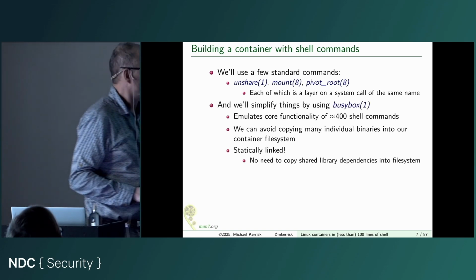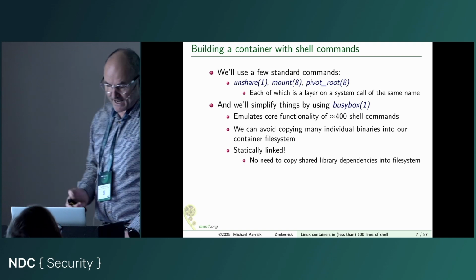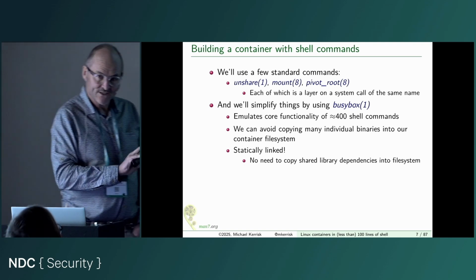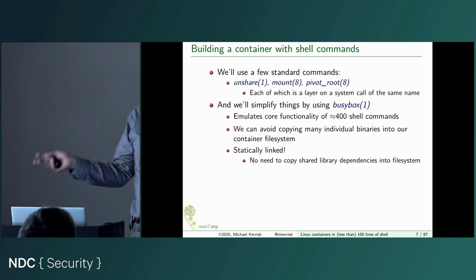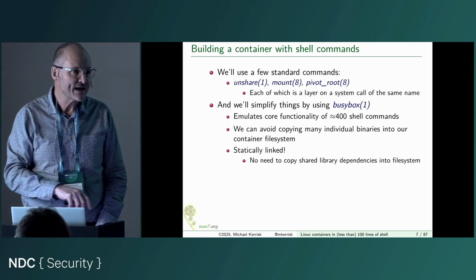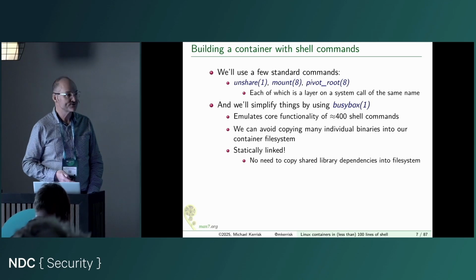And I'm going to use BusyBox, because BusyBox is great. It gives me one binary that does a few hundred different things, so I don't have to put a few hundred different shell commands into my container. I just put BusyBox in there and I've got something that's usable. BusyBox implements the core functionality of about 400 different shell commands, but it does it using just one statically linked binary. And so I don't have to copy in 400 binaries and shared libraries into my container to set things up. I can just do it really in a couple of steps.